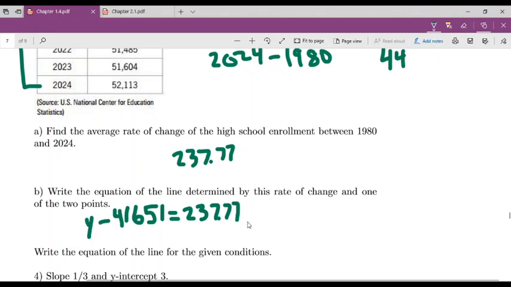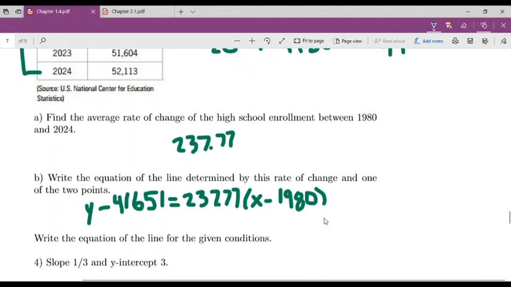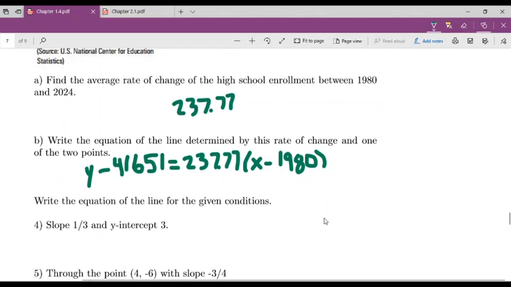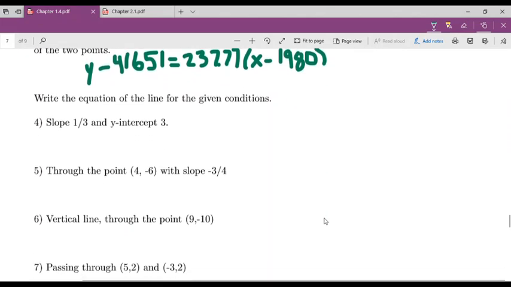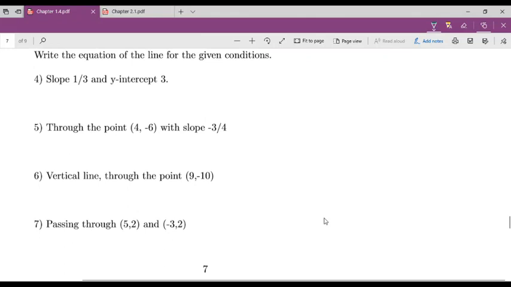Then you're going to do your x minus your x1, which in this case is that 1980. Okay, so that is your point slope formula. Easy enough. Now, I've got a whole host of examples down here on the next 2 pages that we're going to run through real quick. Most of them are pretty simple, just help you refresh some of the stuff that we've gone over.